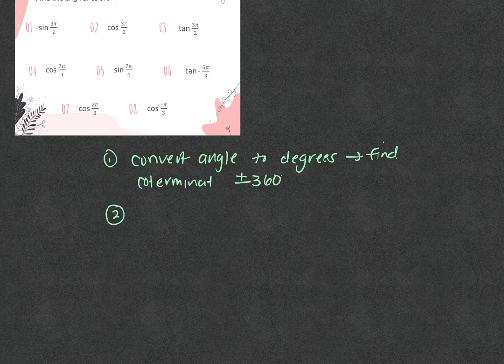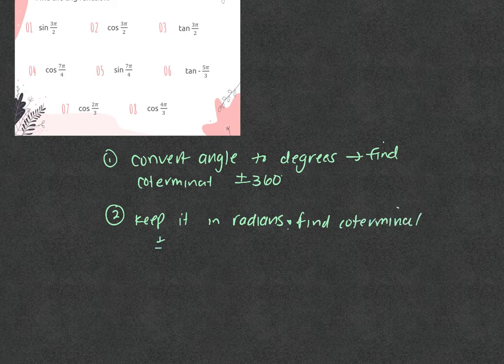Option 2 is keep it in radians and find the coterminal by adding and subtracting 2 pi. If it's small, maybe that's not so bad. If it's a huge number and you have to keep subtracting 2 pi multiple times, or if it's really negative and you have to keep adding 2 pi multiple times, that's when you're going to waste your time on that one, okay? But that one's not awful.